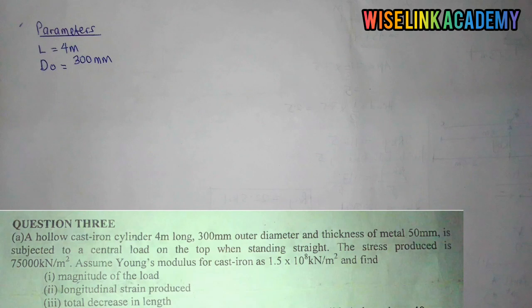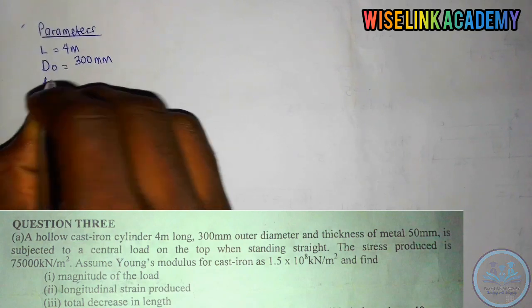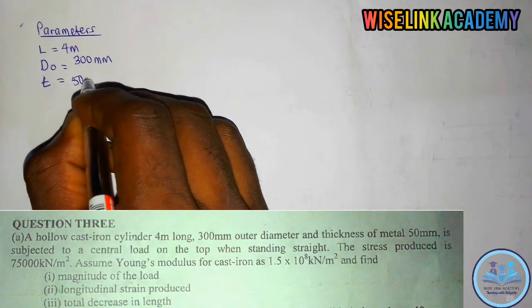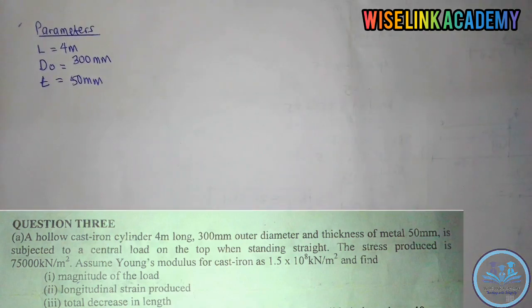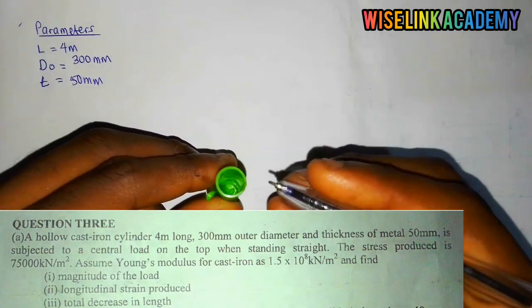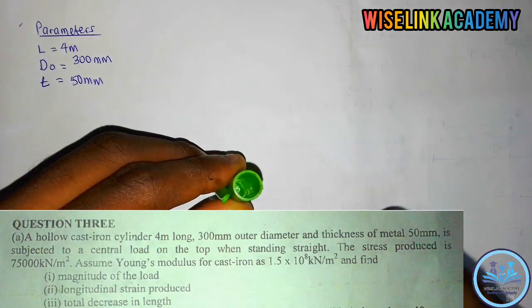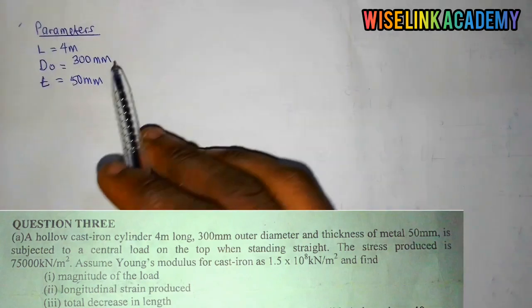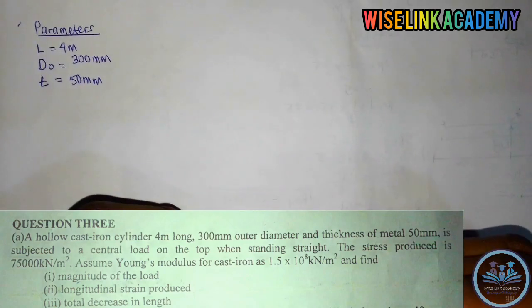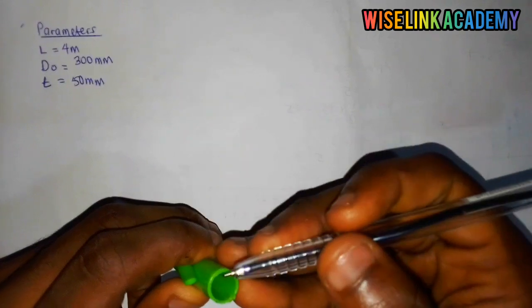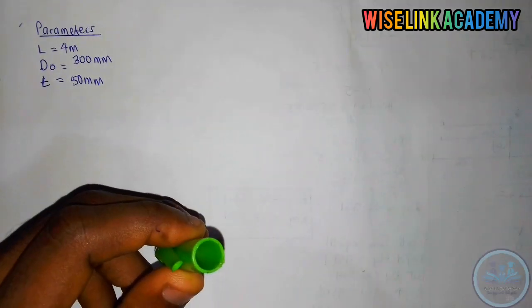Let's proceed. And thickness of metal is 50 millimeter. So the thickness T is equal to 50 millimeter. That is this thickness I showed you earlier. This thickness here is 50 we are seeing, and the outer diameter, the diameter for everything, is 300. Do you get that now? So for me, I will explain that very soon.